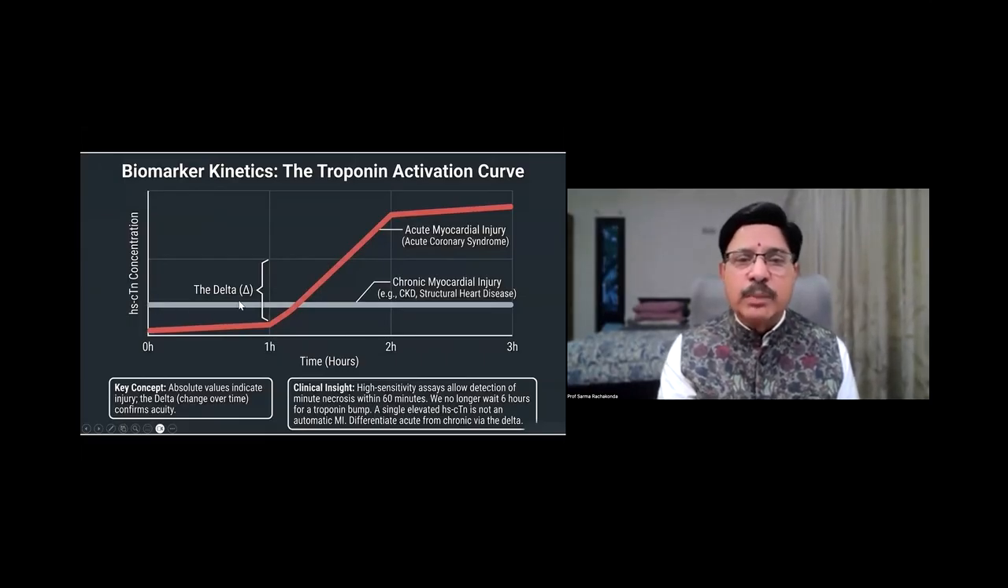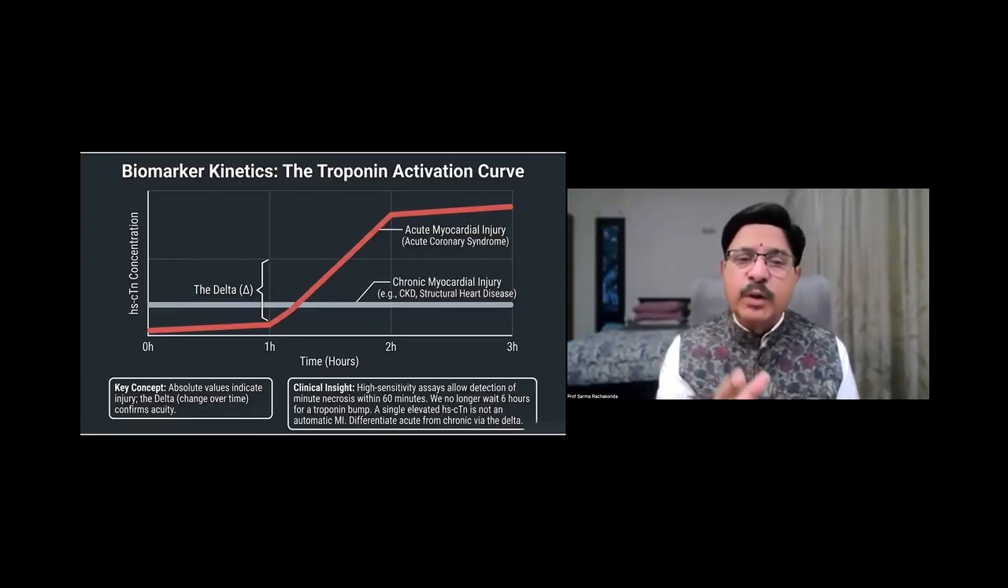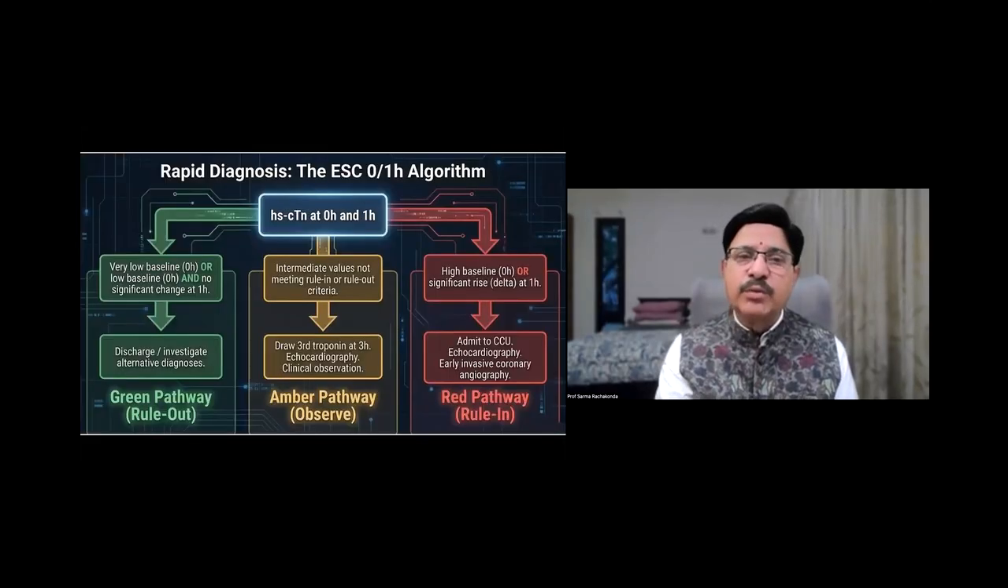Now, this is the 0 hour, 1 hour, 2 hours, 3 hours. Whenever there is chronic myocardial infarction, the troponin is elevated, but it is stable, no fluctuations, the gray line. Whereas in acute myocardial infarction, 0 hour, 1 hour, 2 hour, the sharp delta you will see. This concept of delta, particularly for HS troponin, is essential in your mind. Don't look at one single value and say it is normal or abnormal. Look at the delta.